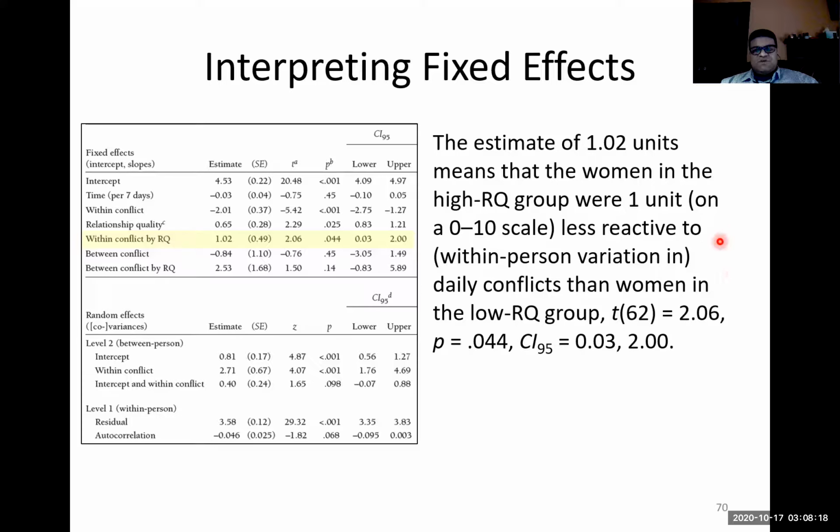And as said here, this estimates the number of units different in the slope, in the within-person slope, between the high-quality relationship and the low-quality relationship women. And essentially what this says is that women in high-quality relationships are 1 unit less reactive in terms of the intimacy scale, in terms of a difference between no conflict days and conflict days. So that's what basically this says here. That effect is statistically significant at the 0.05 level.